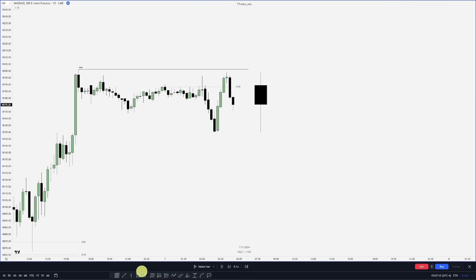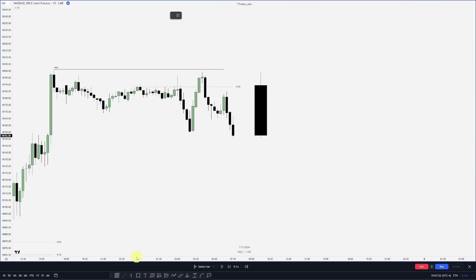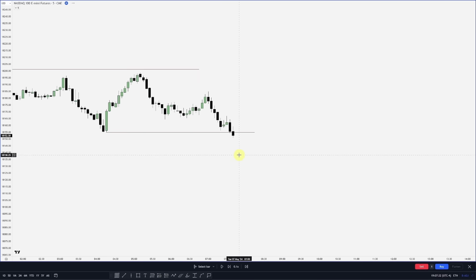Now let's see what happens as we near the New York session. So you can see as we near the New York session, we sweep out this external liquidity, opposite order flow, right? A sweep in the opposite direction of order flow. Let's drop down to the 5-minute time frame.